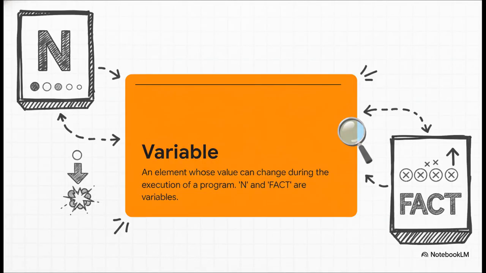So those placeholders we used, n and fact, they're a really core concept in programming called variables. Just think of them as little labeled boxes where the computer can store information. And there's a reason they're called variables. It's because the value inside the box can, and usually does, vary or change while the program is running. In our recipe, n was constantly counting down, and fact was constantly growing.